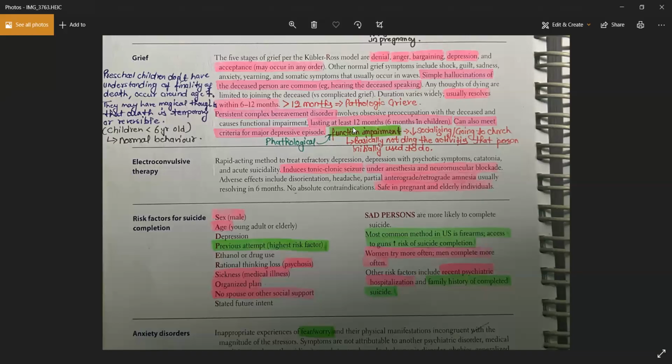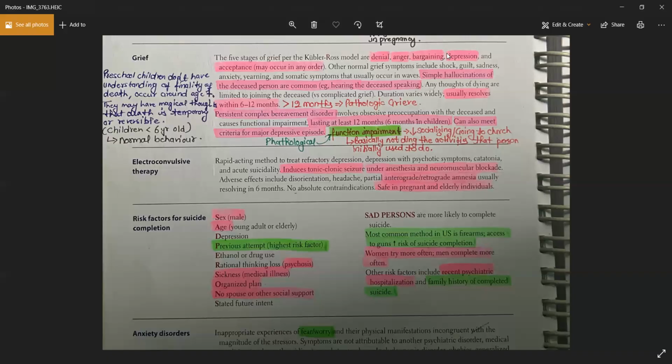If after 12 months all these symptoms persist, you will again call it a pathological grief. If the patient can be diagnosed with full depression, that means all 5 symptoms of depression for more than 2 weeks, you cannot call it a grief. Even before a 12-month period, you will call it a depression. So if a patient who has lost loved ones is fully diagnosed with depression, you must go for the diagnosis of depression, not grief.